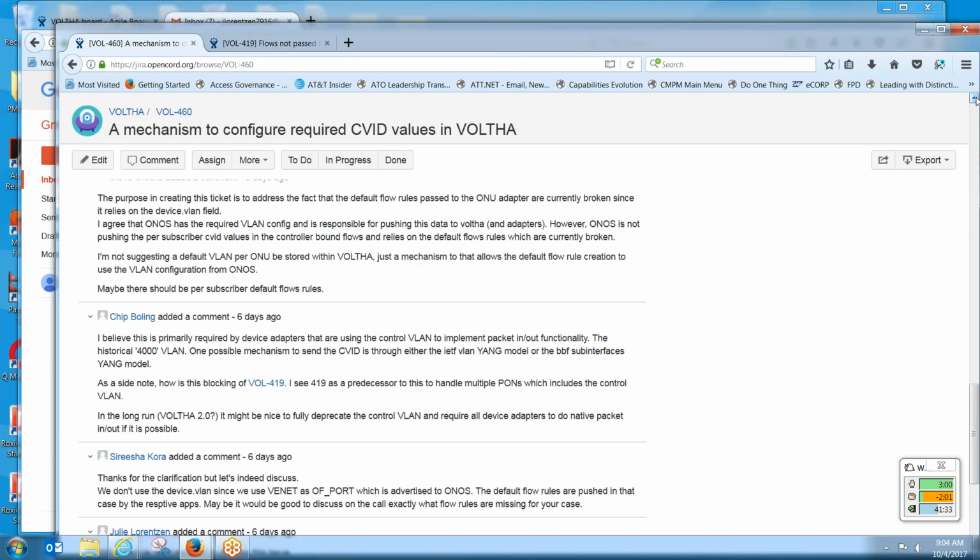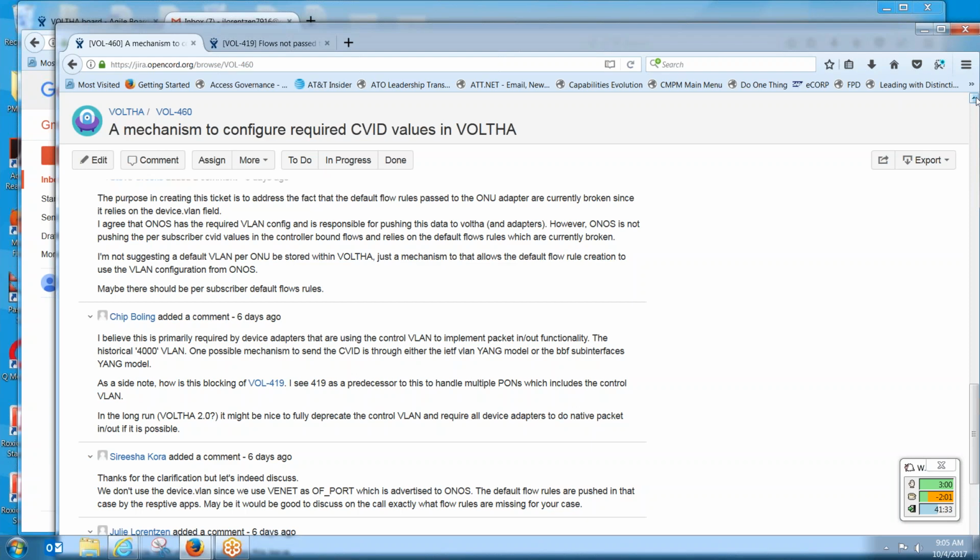One way this can be done to provide that CVID value is that upon startup of an ONU, the ONU is responsible for setting its logical port ID. So if it knows what its logical port ID is, it could also use that value to set the device VLAN value on its side and provide the CVID. And that's what I'm about to test right now. And that's a temporary workaround. I don't think it should be a long-term fix.